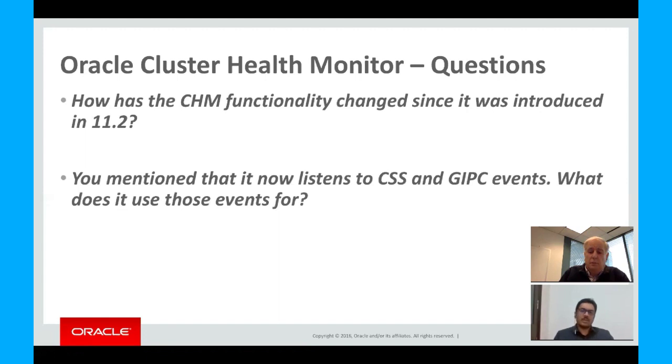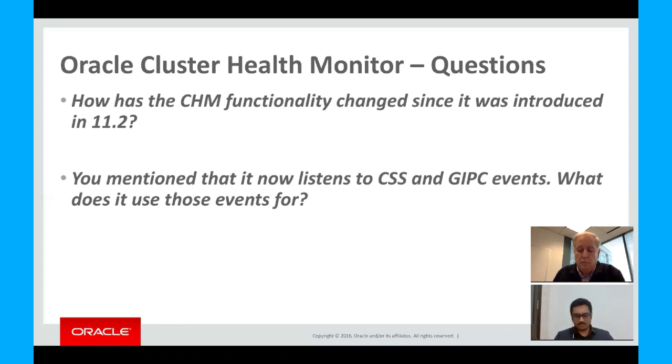As an example, CSS raises an event whenever it's close to missing a heartbeat. As we all know, CSS is extremely sensitive to heartbeat, network latency, and all that. If CSS is close to expiring its network timeout, it sends an event to CHM. As part of that event, we issue commands like ping and traceroute to see whether there's an underlying network problem, or whether it is because of something related to software.